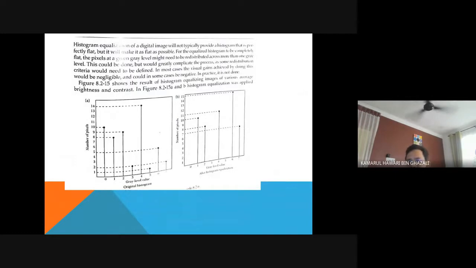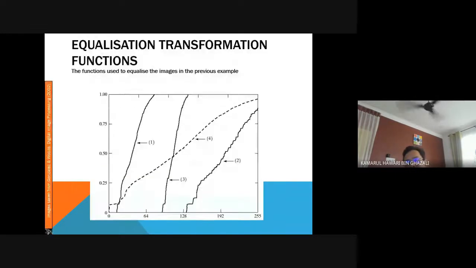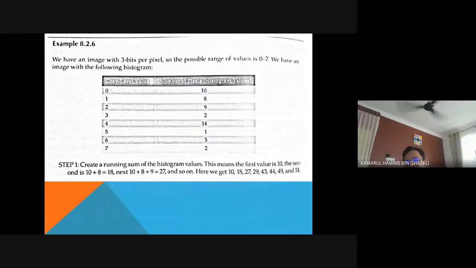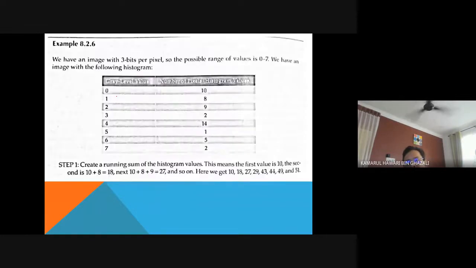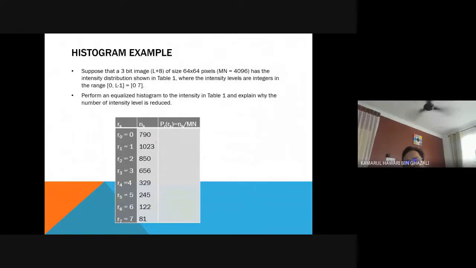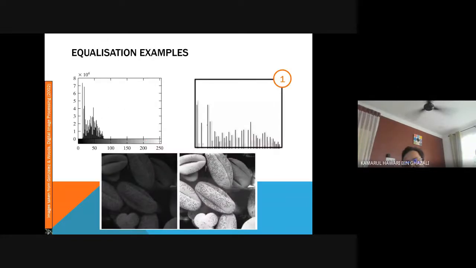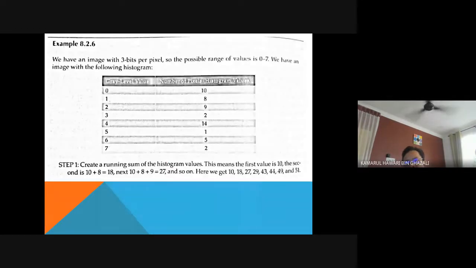I would like to give you homework, a task. You can study how to do the histogram equalization by looking at this example. But of course we will not do it like this, with manual calculation. It is all done by the computer, because the image size is big. This is only a very simple example. The grey level is only up to 7, not up to 255.